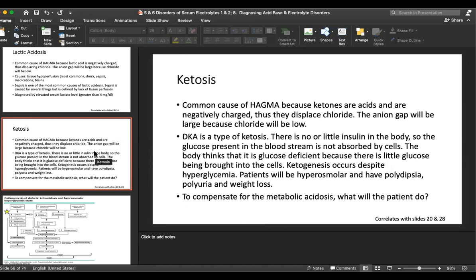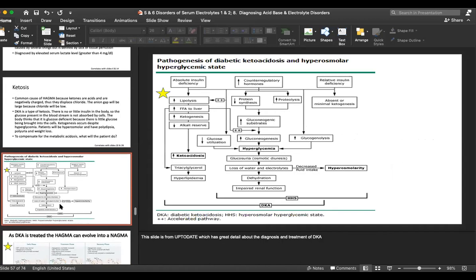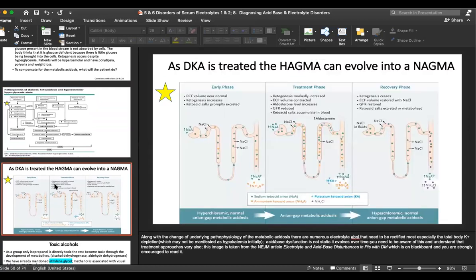Ketosis, the famous one being diabetic ketoacidosis, is where there's hardly any insulin in the body and the glucose is not absorbed by the cells. And so the ketones are negatively charged and displace the chloride. So know that it causes an absolute insulin deficiency with DKA. Remember, again, this has been on multiple slides.